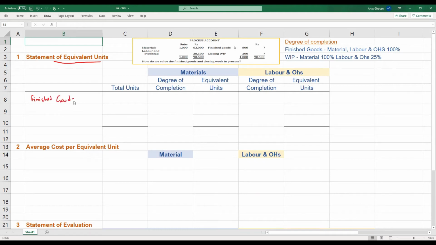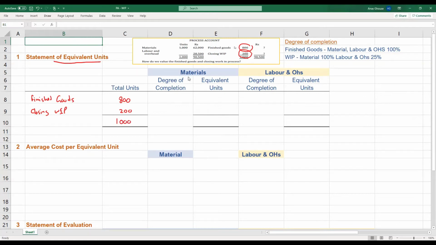Finished goods, we have 800 units. Okay, the total units 800. Then the closing work in progress, 200 units. Okay, so these are the total units, 1000.